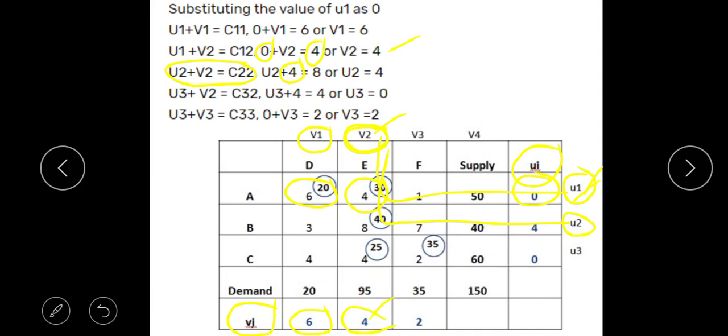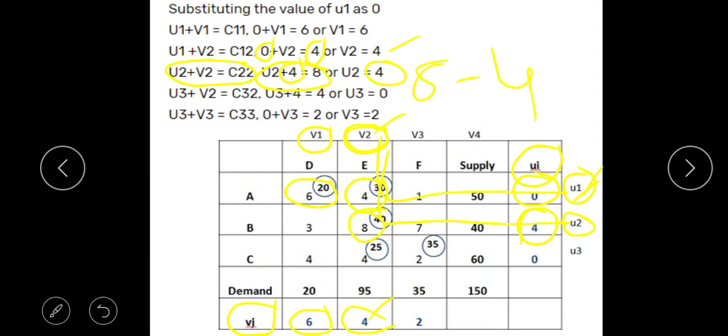So what is the value of C22? It is 8. So u2 plus 4 is equal to 8, or u2 is equal to 8 minus 4. So your value will be 4. So the u2 value we got is 4. We have to write it down here.